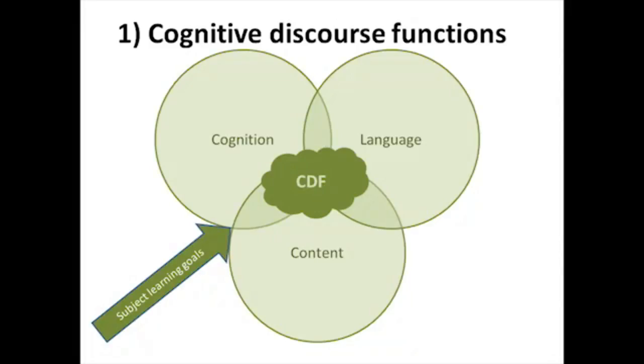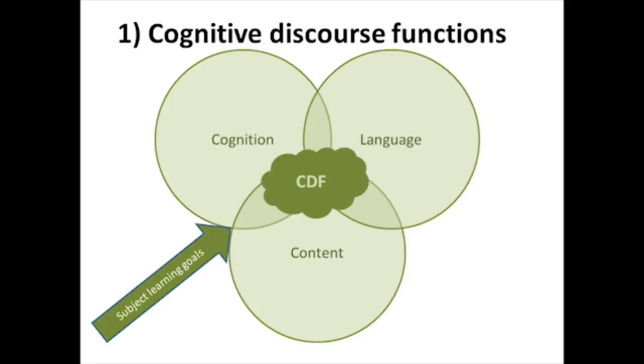Teachers use language, students use language with each other, but also making the cognition of the teacher accessible to the students and allowing the teacher access to the cognition of the students. And apart from solving mathematical problems or working with images, this is done with language predominantly in education. And where these three aspects overlap, that's where cognitive discourse functions are placed.